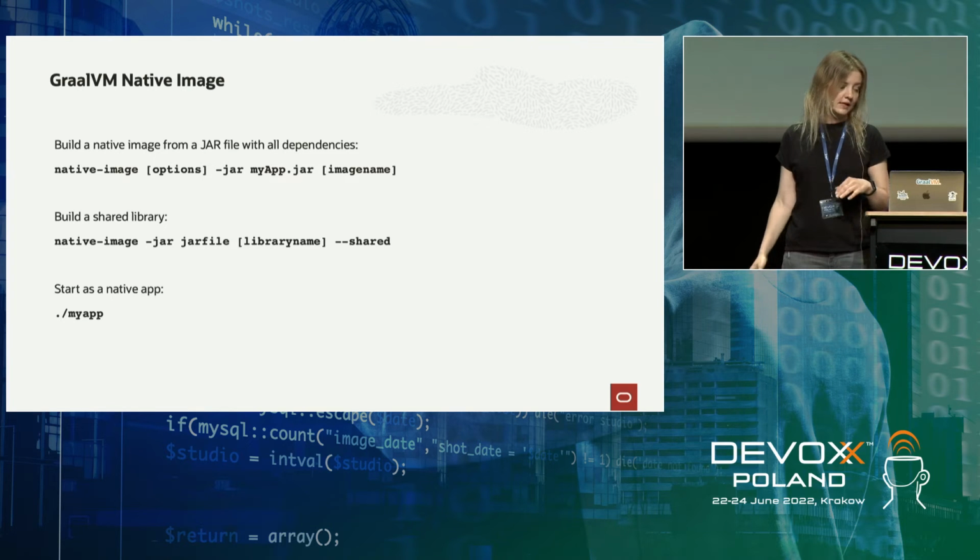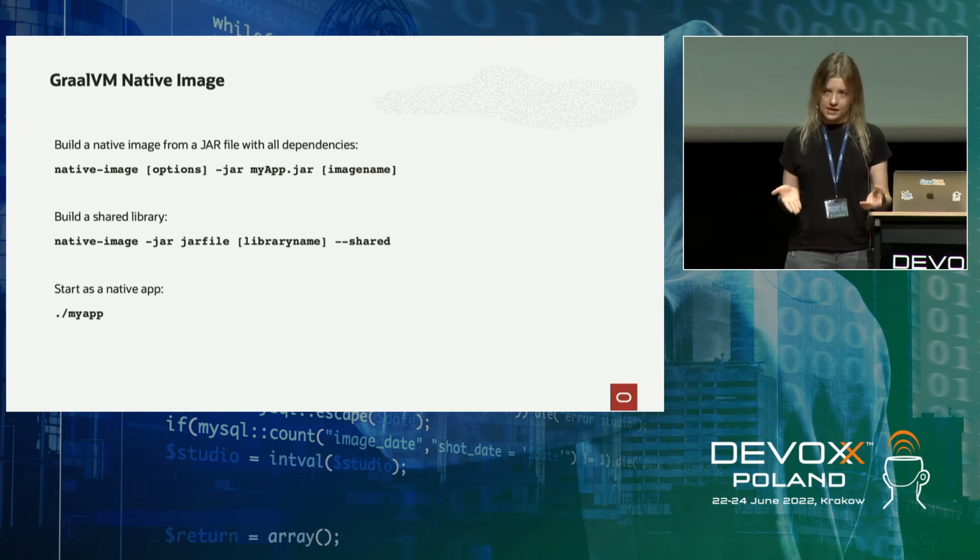And the way to build your native image would be the following. So you run the native image command, and you can choose whether you want to produce a native executable, or maybe you want to do a shared library. And after you build it, you can just run it as a normal native application.